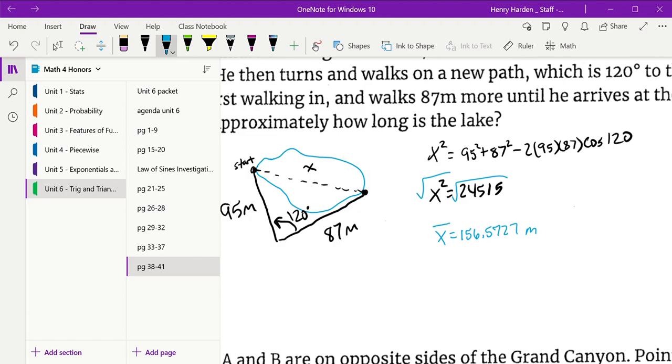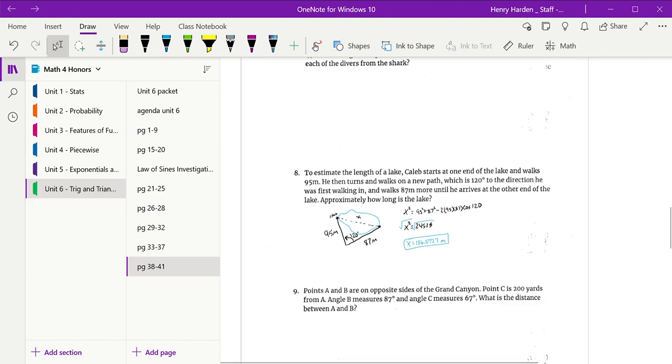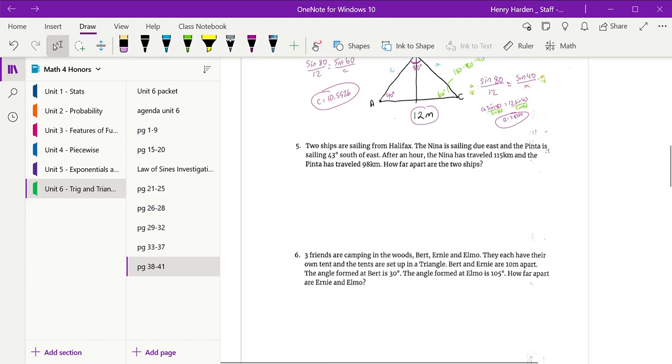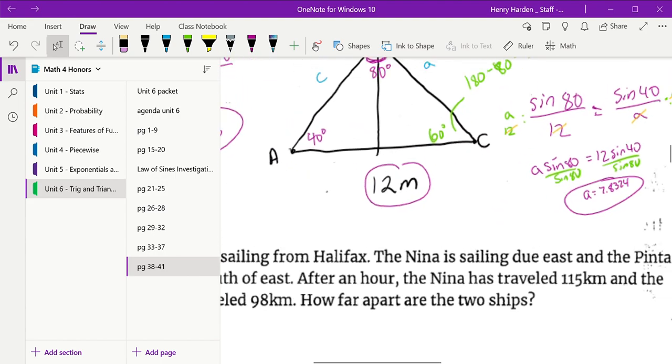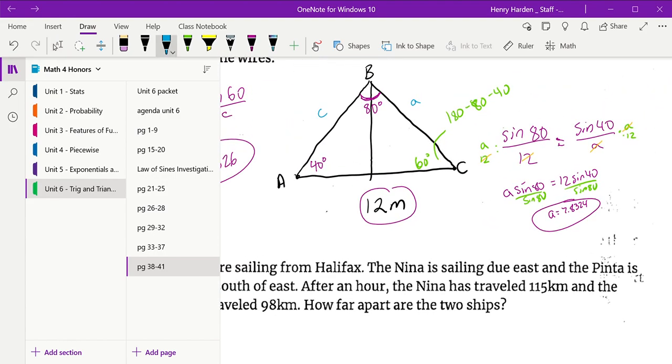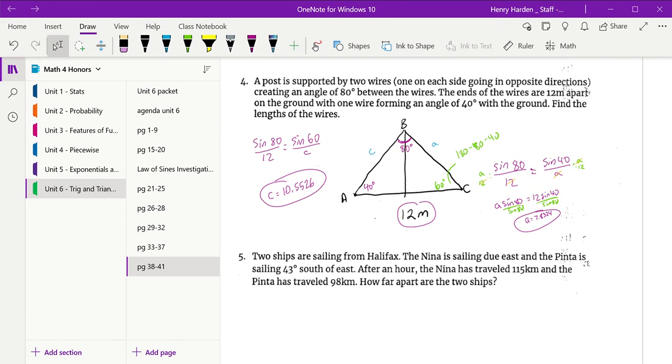All right, so that covers some law of sines, some law of cosines. Remember, law of sines, if you have the opposite angle, then you're good to go. As long as you have the opposite angle and the opposite side, then you're good to go for law of sines. If you do not have that, you must use law of cosines.